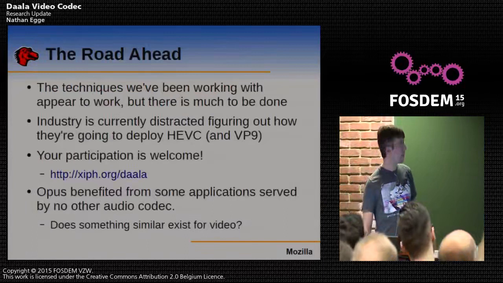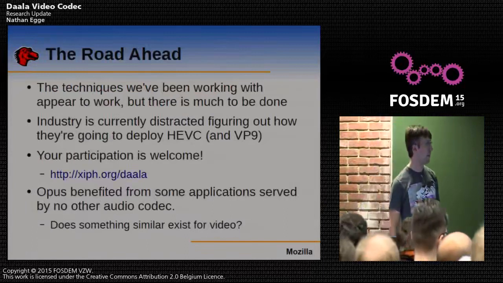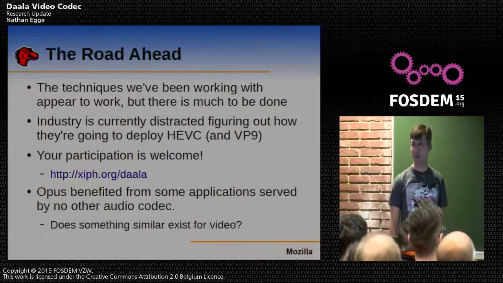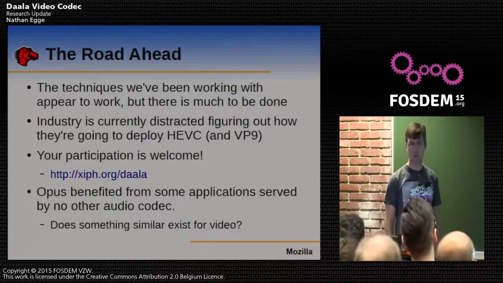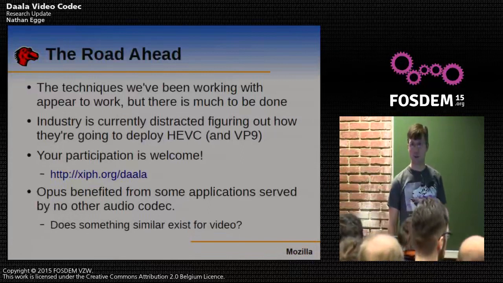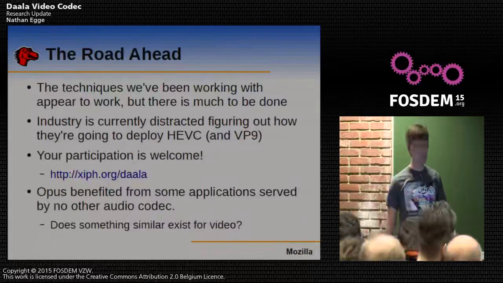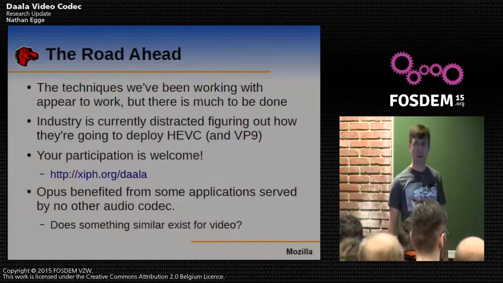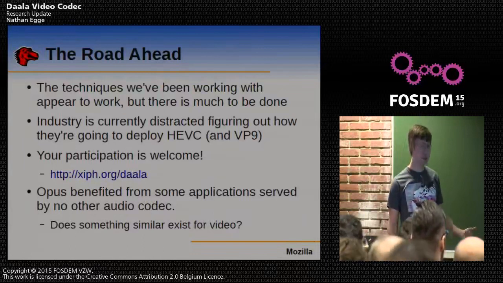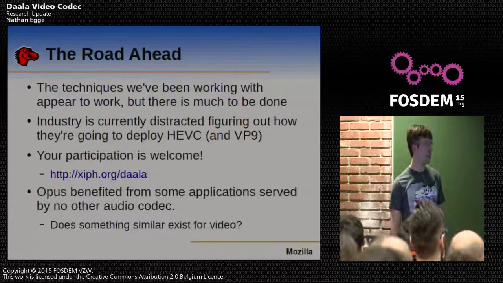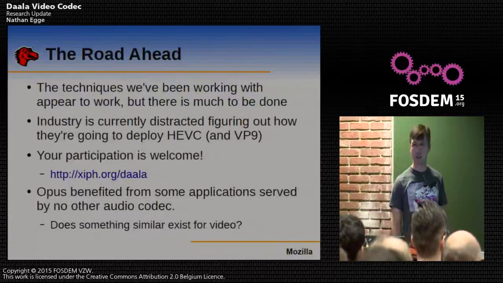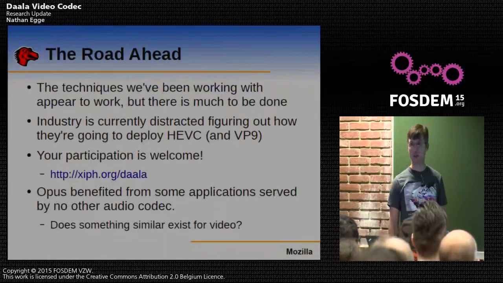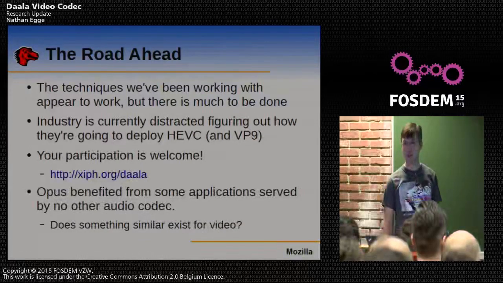So what's the road ahead look like? As that slide showed, we've been making some progress with these new techniques. We've had to innovate and find new ways to work around problems introduced by using lapped transforms, but there's still a long way to go. The industry is currently looking at deploying 265, HEVC, which is 265, and VP9. So they're not really focused on the next generation. They've got a lot of work ahead of them. But we'd like to take that opportunity to innovate and make Daala something that will be competitive.